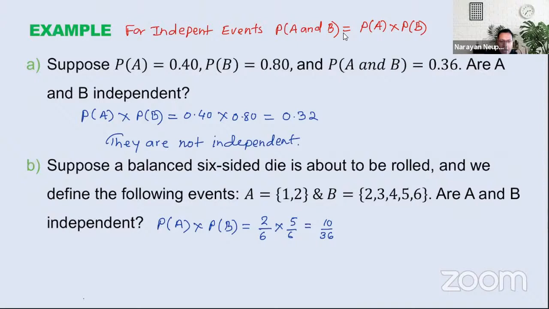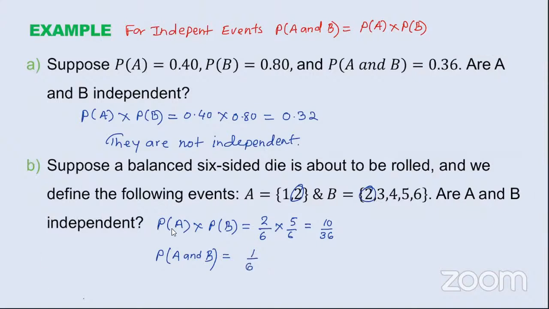Now let's find probability of A and B. A and B means something common. So what is common between A and B? If we look here, 2 is common. There is 2 in A and 2 in B. The common element, something that is in both A and B, is 2. That's only 1 out of 6. So probability of A times probability of B is 10 over 36, and probability of A and B is 1 over 6.